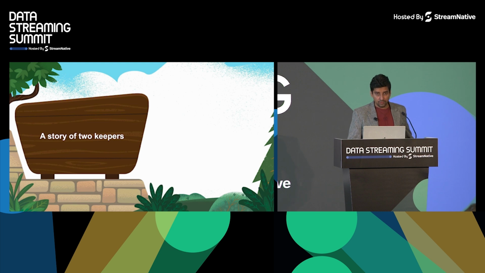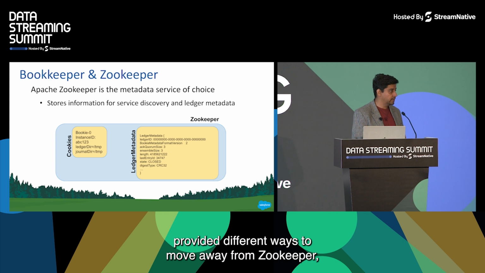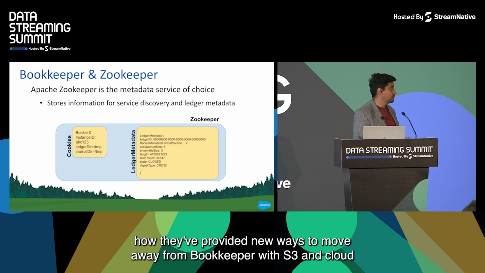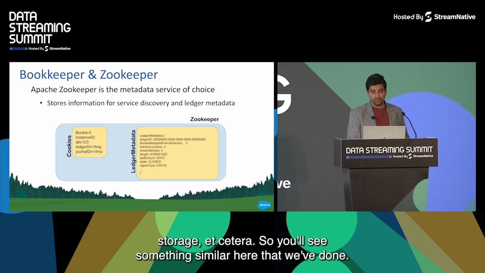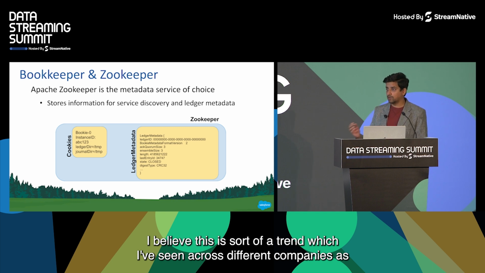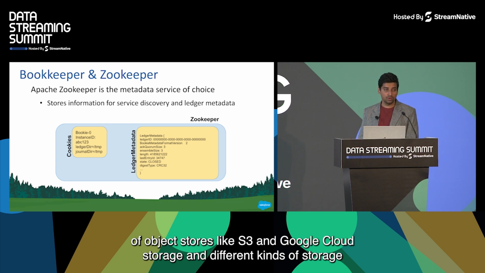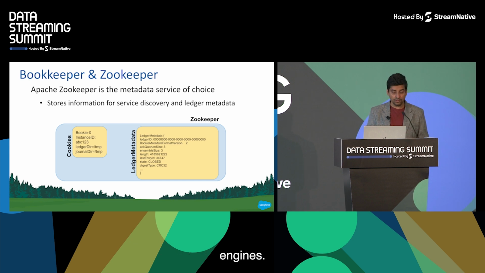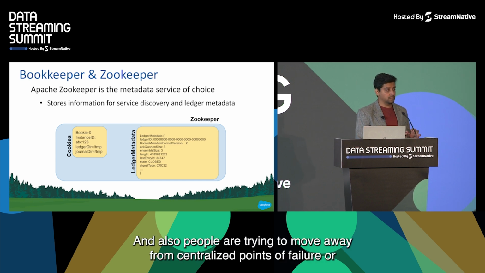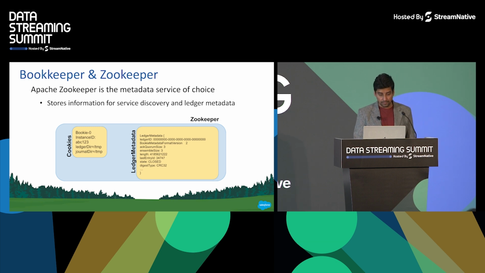I think the earlier talk also mentioned ZooKeeper and how they've provided new ways to move away from ZooKeeper and Bookkeeper with S3 and cloud storage, etc. So you'll see something similar here that we've done. I believe this is a trend which I've seen across different companies as well, where people want to leverage the maturity and security of object stores like S3 and Google Cloud Storage and different kinds of storage engines. And also people are trying to move away from centralized points of failure or centralized metadata stores like ZooKeeper.